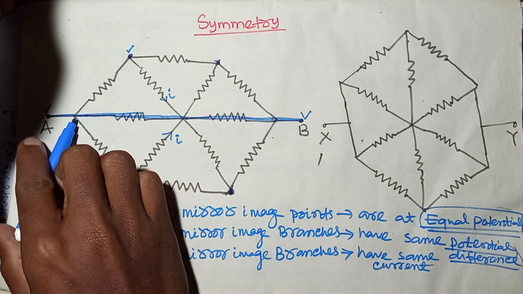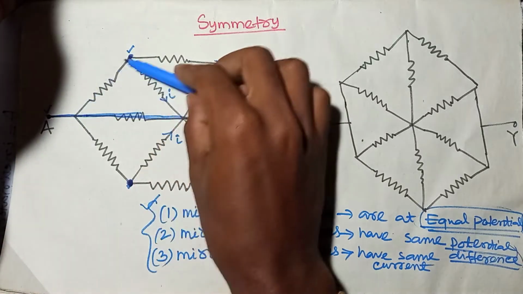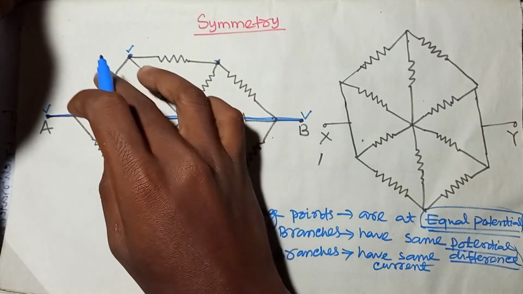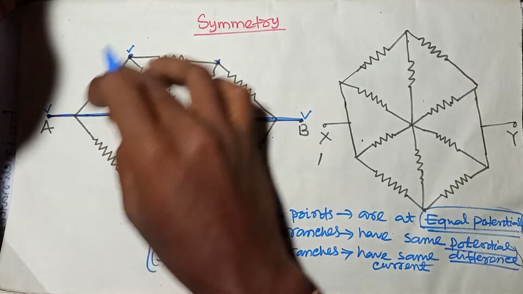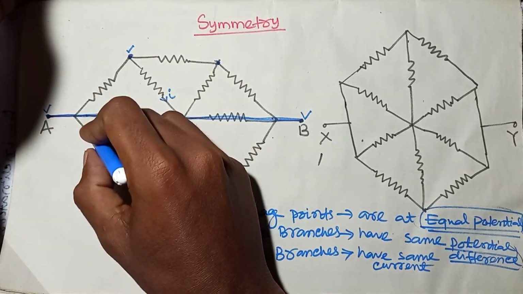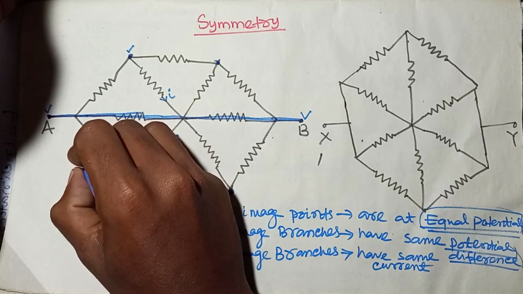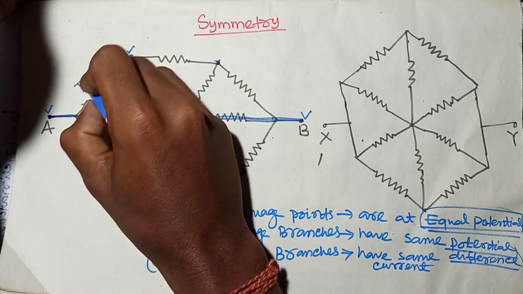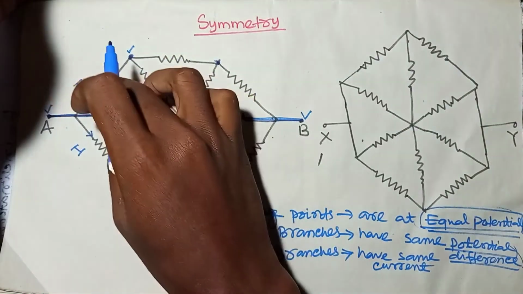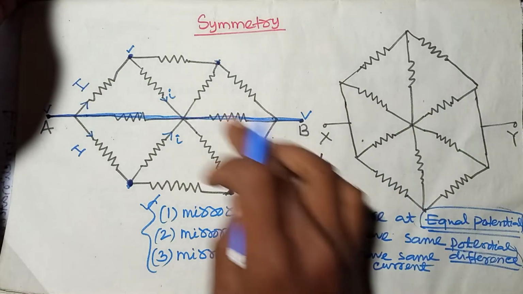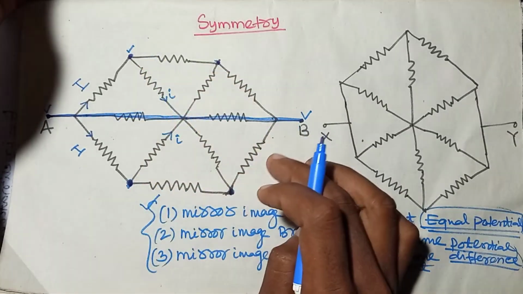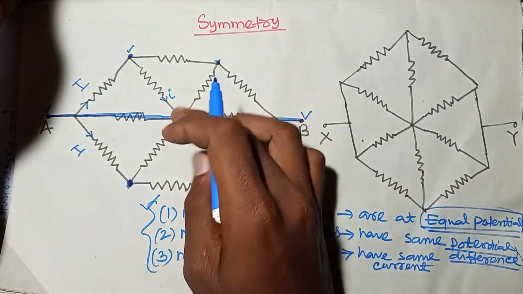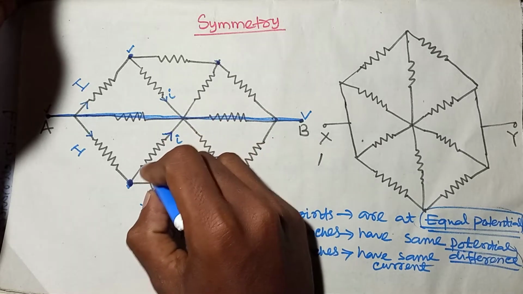You can say that this branch and this branch are mirror images of each other. So this branch and this branch have equal potential difference and the same current flowing through them. Let's say current I flows through this resistor in this direction, then the same current I flows through this resistor, as these 2 resistors are mirror images of each other. Similarly these 2 resistors or branches are mirror images of each other with respect to this straight line, so the same current flows through these 2 resistors.